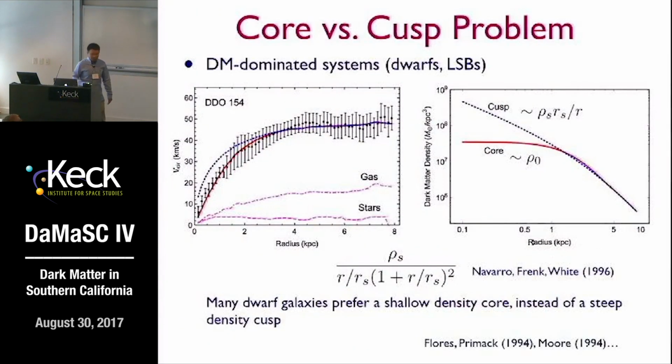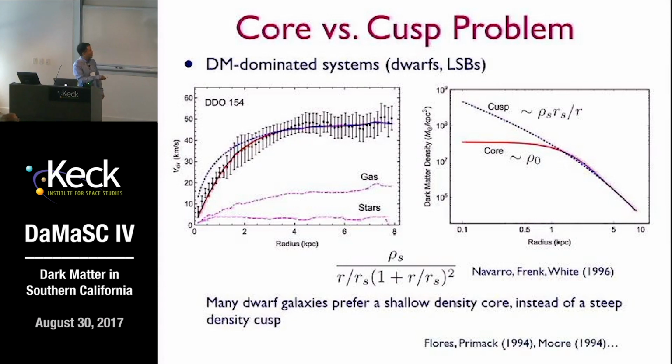So in the rest of my talk, I'm going to focus on the rotation curves. I'm going to focus on the core versus cusp problem and also the diversity problem. This plot shows the rotation curve data for this particular dwarf galaxy. There is the stellar contribution and the gas contribution. If you add them up, you do not get the observed one. So that's the reason why you need a dark matter halo.